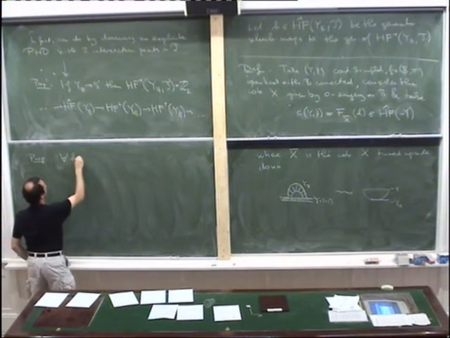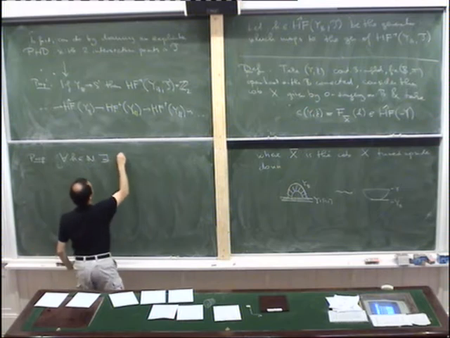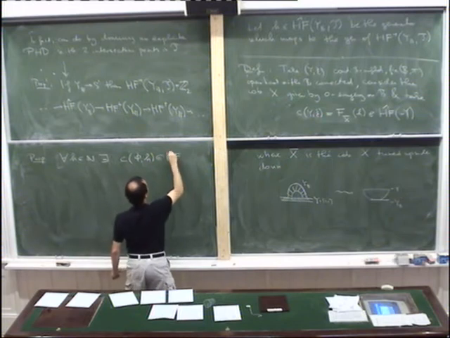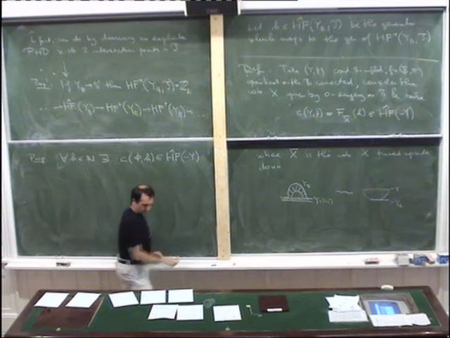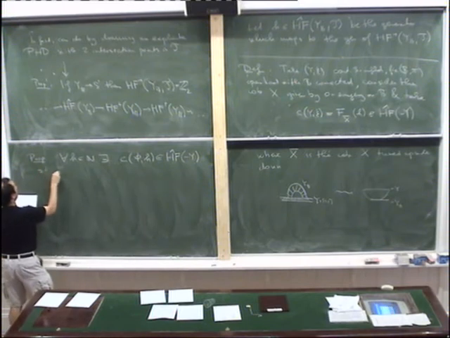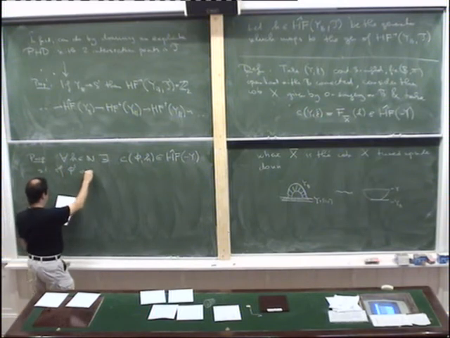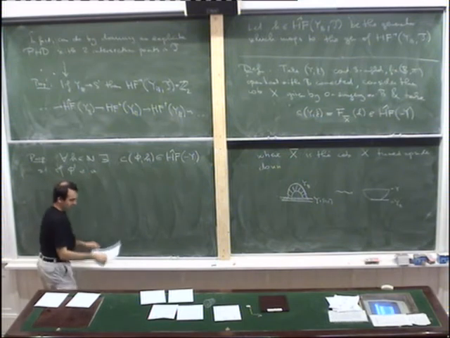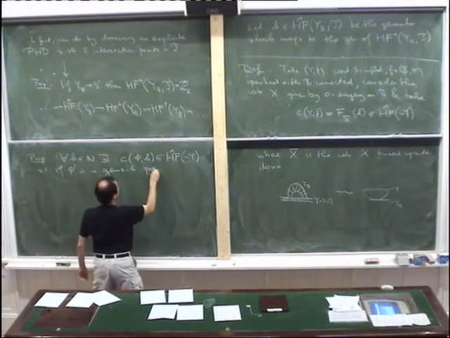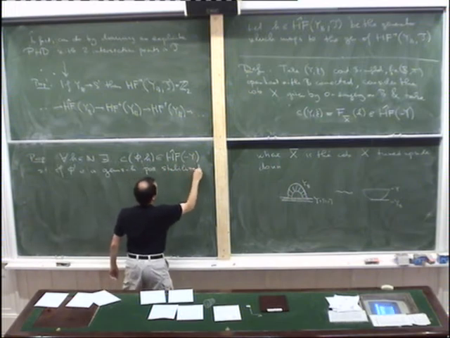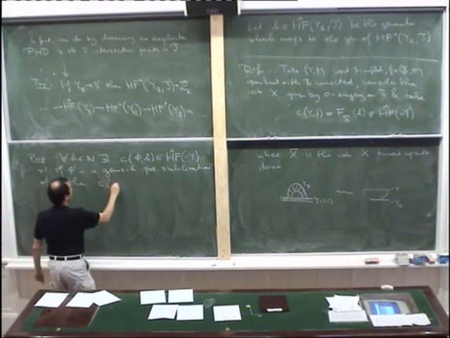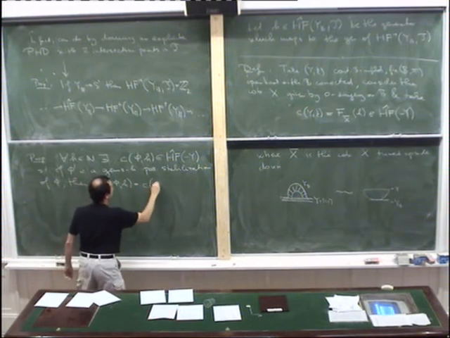For every h, there is an element C_phi(h) of minus Y, which has the following property, such that if phi prime is a genus h positive stabilization of phi, then C_phi(h) is the same as C_phi prime.